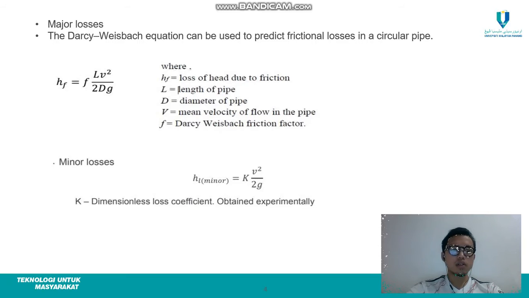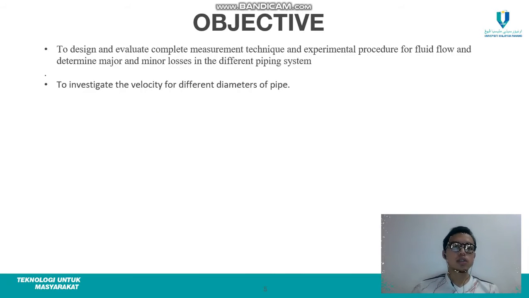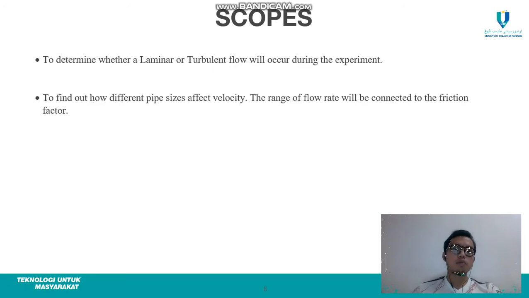And for the minor losses, we use this equation, K times v squared over 2g, where K is the dimensionless loss coefficient obtained experimentally. And the objective is to design and evaluate a complete measurement technique and experimental procedure for fluid flow, and determine major and minor losses in the different piping systems, and to investigate the velocity for the different diameters of pipe.